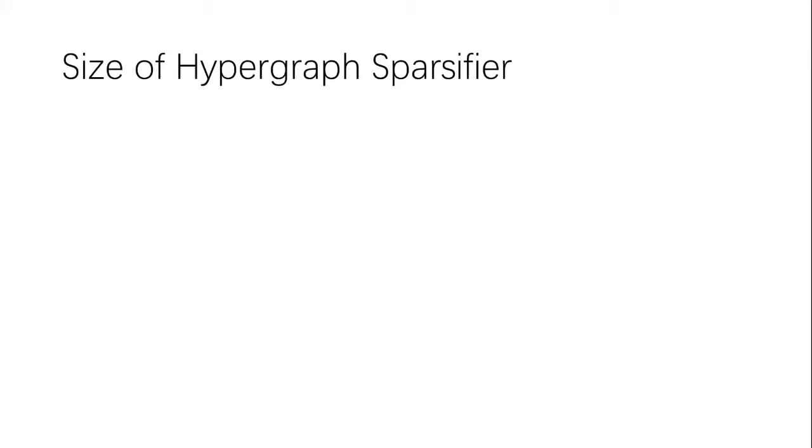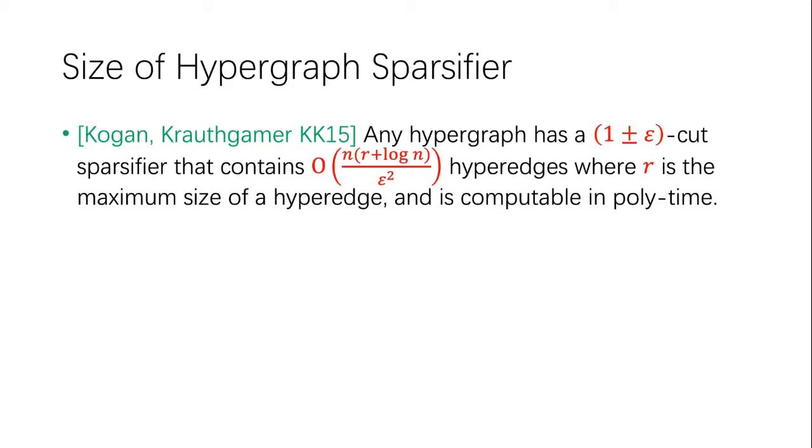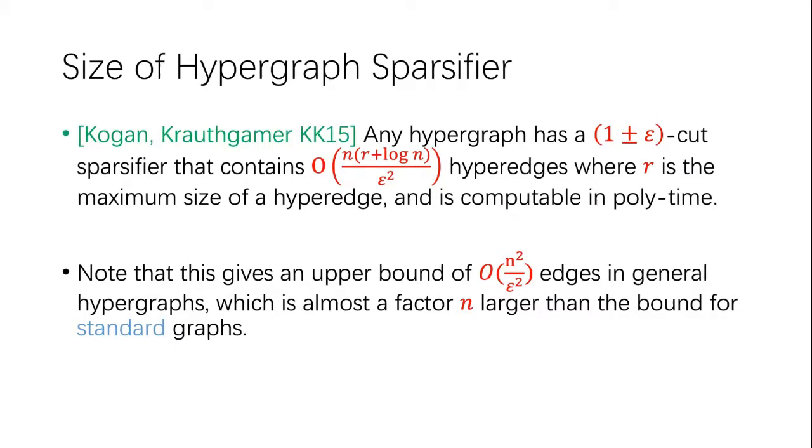Let's first review what is known about the size of hypergraph cut sparsifiers. Kogan and Krauthgamer show that any hypergraph has a 1 plus or minus epsilon cut sparsifier that contains n times (r plus log n) over epsilon squared hyperedges, where r is the maximum size of a hyperedge, and it is computable in polynomial time. Note that r could be as large as order n. So this is an upper bound of n squared over epsilon squared in general, which is almost a factor of n larger than the bound for standard graphs.